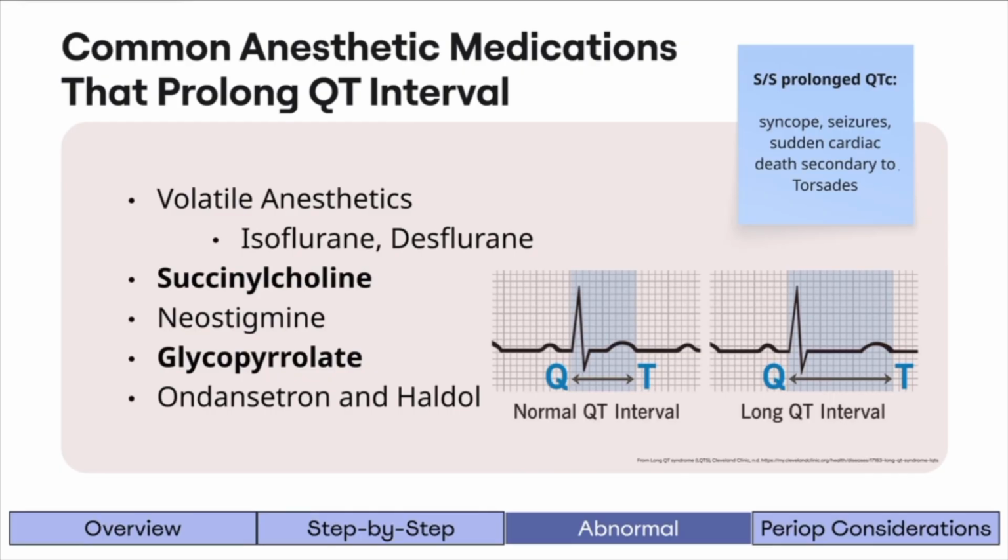Many anesthetic drugs affect the ECG, particularly by prolonging the QT interval. Many commonly used anesthetics prolong the QTc, while others are considered to have less of an effect on repolarization. Drugs that are known to prolong it include isoflurane, desflurane, succinylcholine, neostigmine, glycopyrrolate, and antiemetics like ondansetron and Haldol. Safe alternatives with less risk for QT prolongation include sevoflurane, non-depolarizing neuromuscular blockers, and sugammadex.